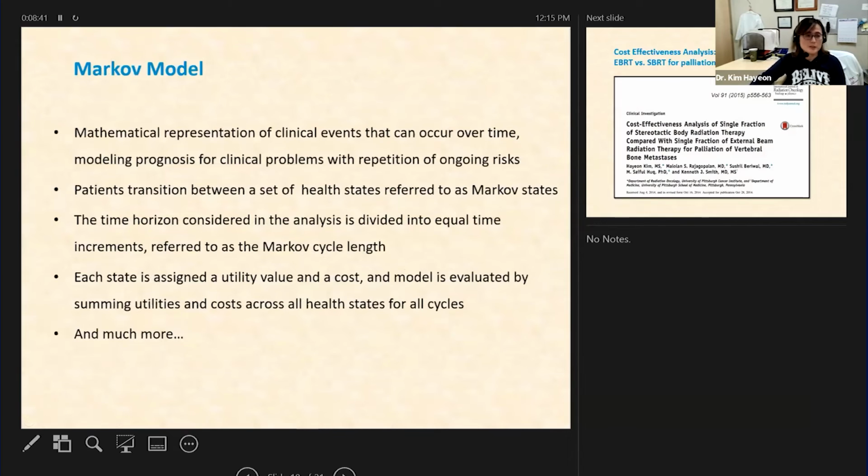So the Markov model is one of the decision analyses for cost effectiveness analysis. It's a mathematical representation of all the clinical events. So we need to know how to code for the modeling.